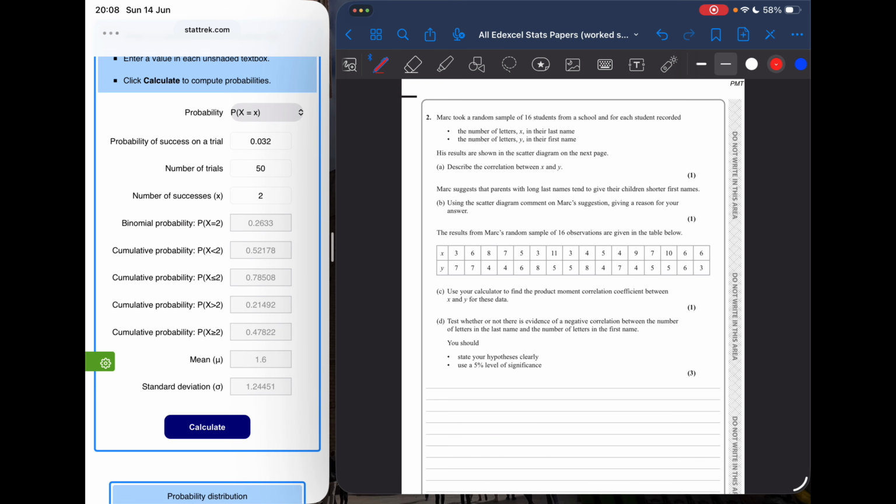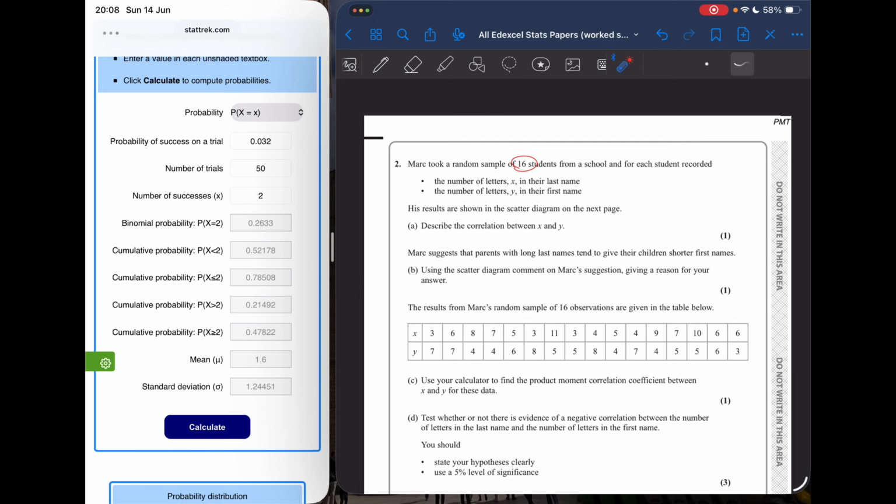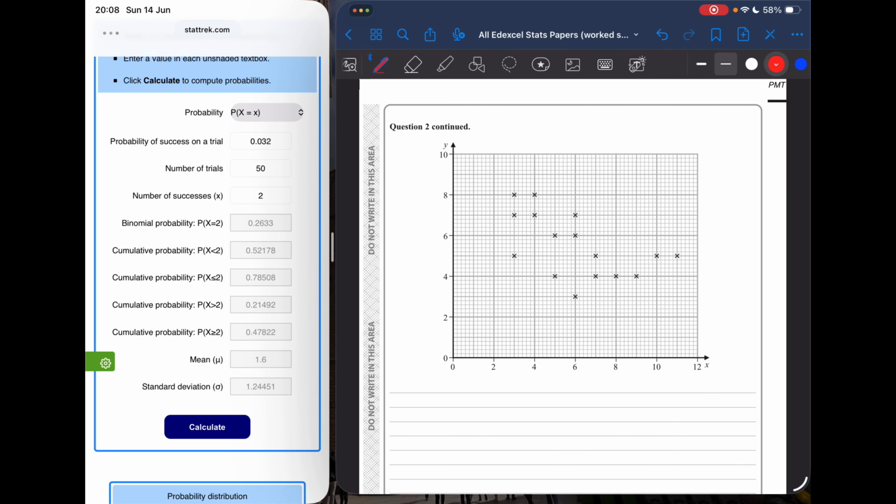Number 1 done. Number 2 on the way. Mark took a random sample of 16 students. That's our sample size. He's got the length of their names, first and last name. His results are shown in the scatter diagram on the next page. So X is last, Y is first. This is last, this is first.